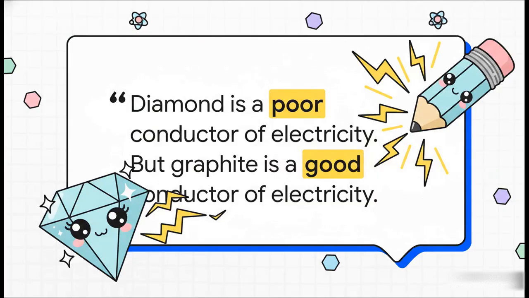But this is where non-metals get really interesting. Take the element carbon. As a diamond, it's an awful electrical conductor. But as graphite, the stuff in your pencil, it's actually a pretty good conductor.